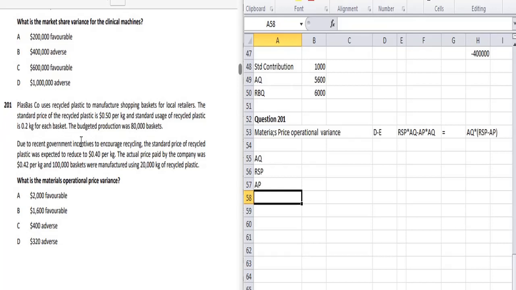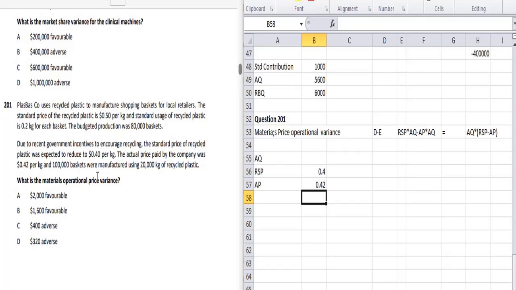Due to the recent government incentive to encourage recycling, the standard price of recycled plastic was expected to reduce to 0.40 per kg. So this one is our revised standard price, which is 0.40. Earlier it was 0.50, but due to the government incentive to encourage recycling, it has been reduced to 0.40. So what we need is actual price and the actual quantity. The actual price paid by the company was 0.42.